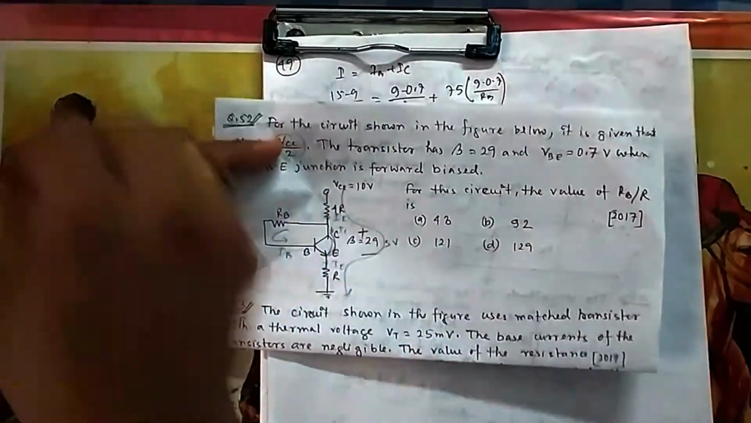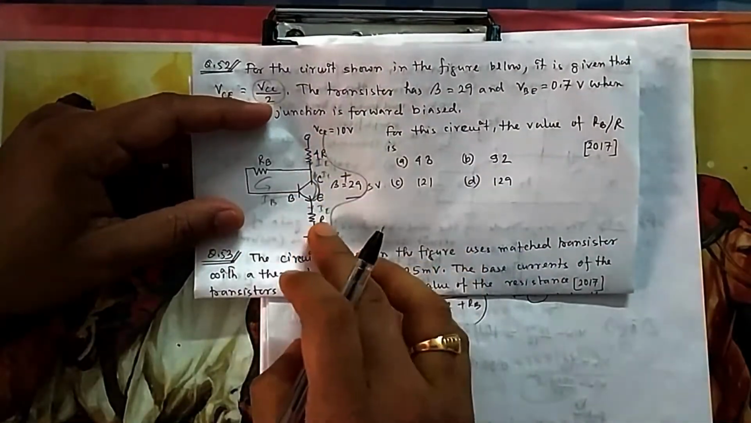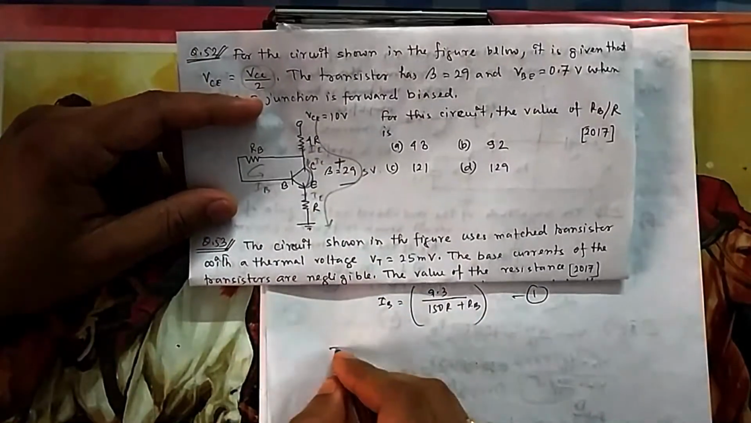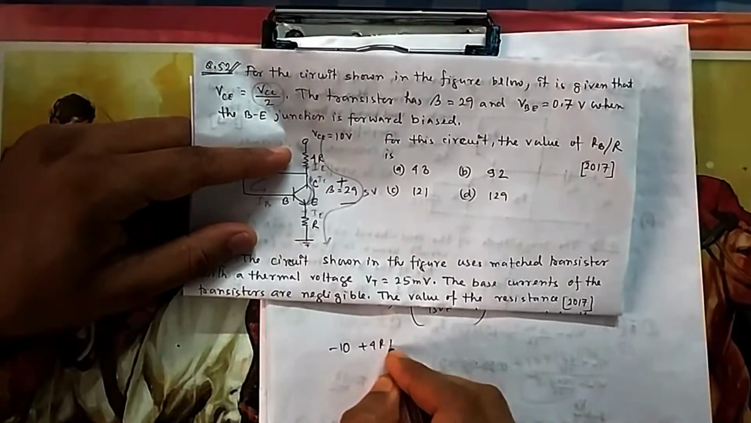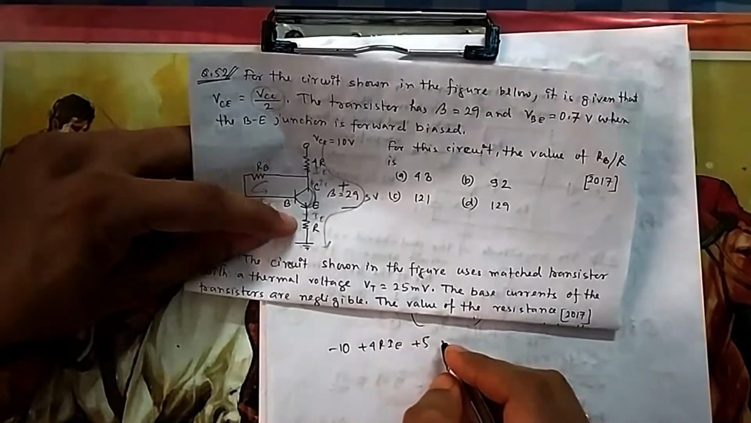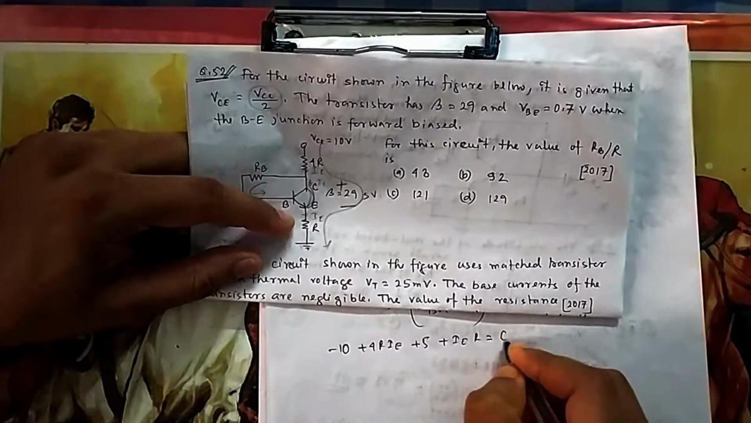So if I take along this path, then also I will get a relation between IB, IR, R and RB. Okay, let me take it first. So how will it be? Minus 10, then plus 4R into IE, because this current is IE, then plus 5 volt, then plus IE into R, that is equal to 0.